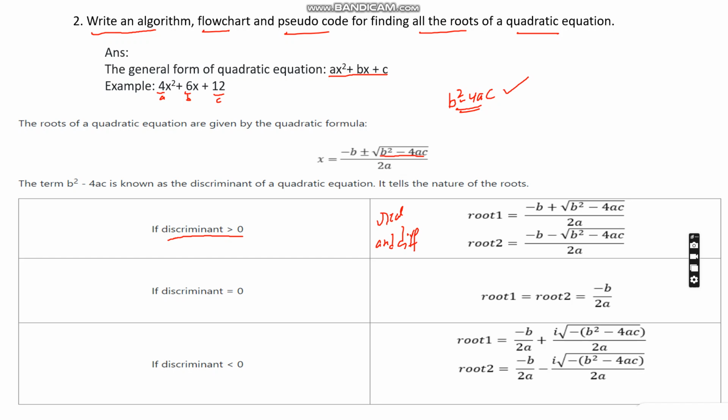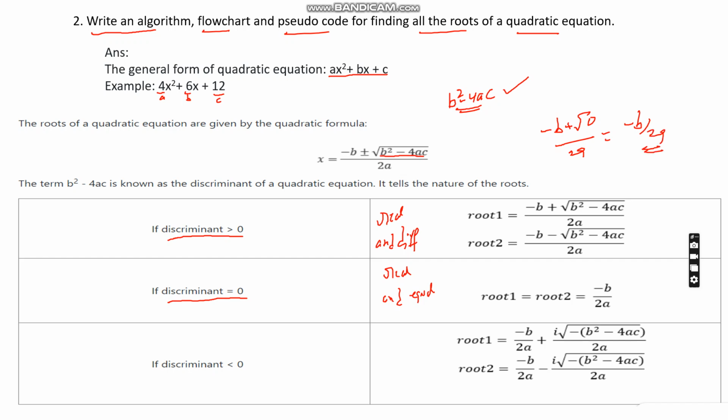Next, if the discriminant value is 0, at that time the roots are real and equal. Means both the roots are equal here. Root 1 equals root 2 equals minus b by 2a. Why? Because whenever this value is 0, it is minus b plus square root of 0 by 2a, and the square root of 0 stands for 0 only. That's why minus b by 2a.